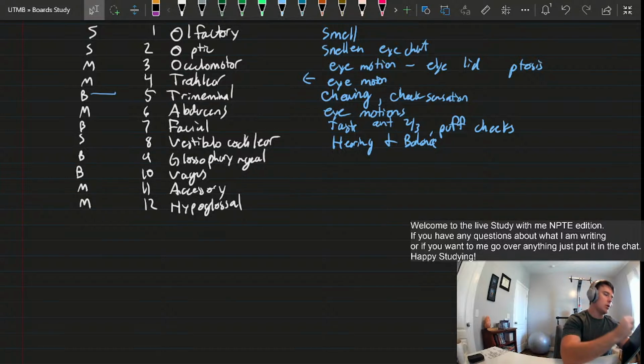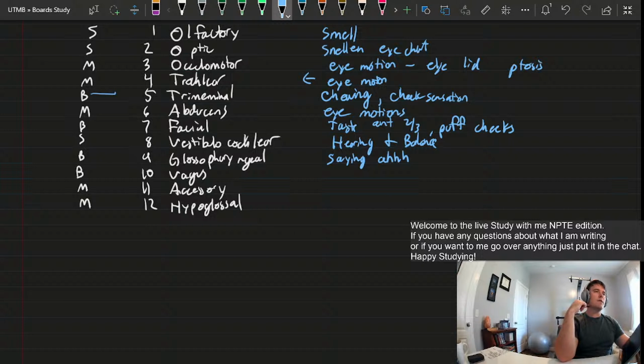So glossopharyngeal, that's going to be saying ah. Glossopharynx, so that's going to be in the back of the throat. So that's going to be for phonation, so talking, and it's also going to be taste at the posterior 1/3 of the tongue.